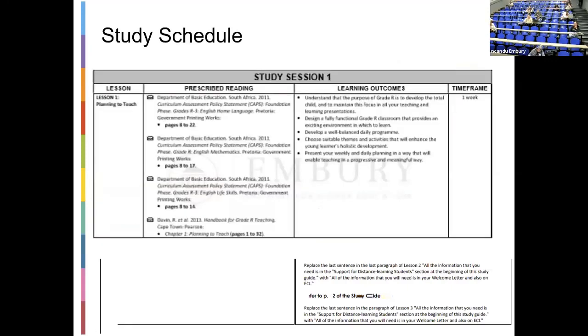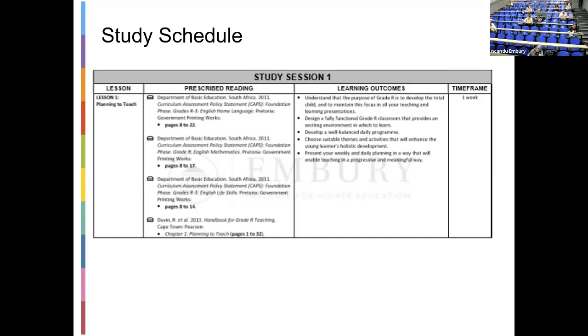Then again, in the front of the study guide, you'll find the study schedule. You're going to use this to manage your time throughout the semester. It will indicate to you the lessons and what the prescribed readings are. You can see, for example, for lesson 1, you're going to need to access the CAPS policy for English home language, for mathematics, and for life skills. It indicates specific page numbers there, and in the Davin textbook, chapter 1, planning to teach. In your study guide, it will indicate when you need to use the specific documents and what for.